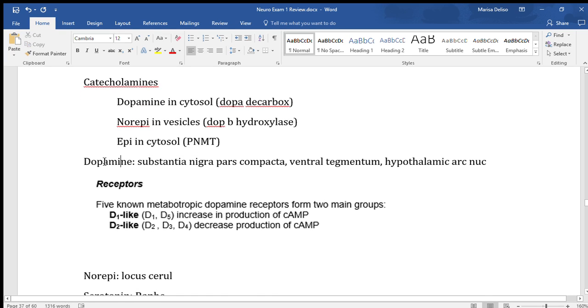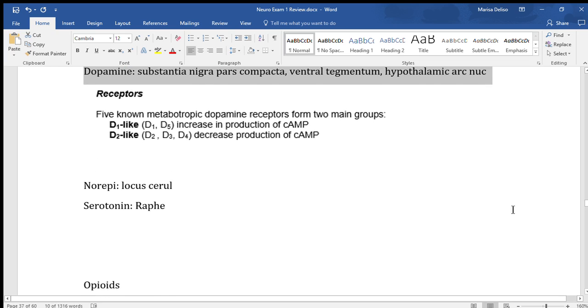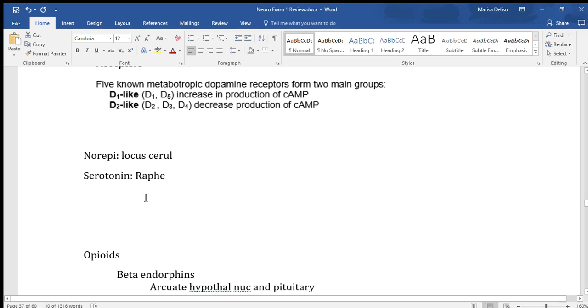Dopamine, the nucleus was substantia nigra pars compacta. Don't worry about the projections, just know the nuclei. So these are the three that are possibly asked. Normally it's substantia nigra pars compacta, but also ventral tegmentum and hypothalamic arcuate nuclei. So then we have norepi, which is locus ceruleus, and then serotonin, which is raphe, and that's all you need to really know about those two, which is cool.